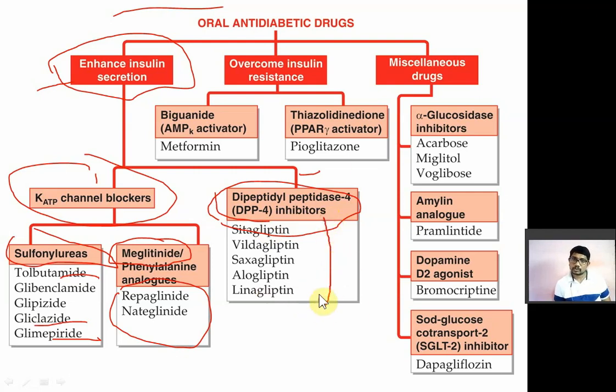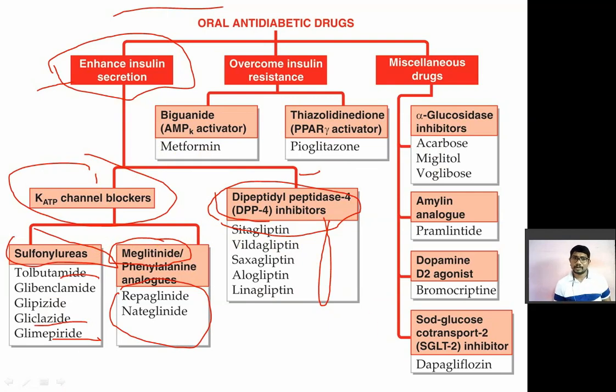So they may ask you a question like: sitagliptin is a drug used in the treatment of diabetes, and it acts by the following mechanism, inhibition of dipeptidyl peptidase. Or they may ask you a question like: match the following examples of drugs used in diabetes with their respective class. They will give you the examples of drugs in one column, and in another column the class. Such kind of question they ask frequently.